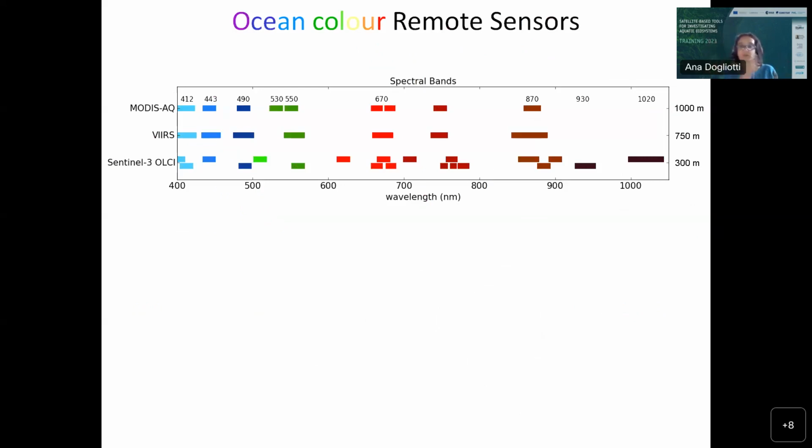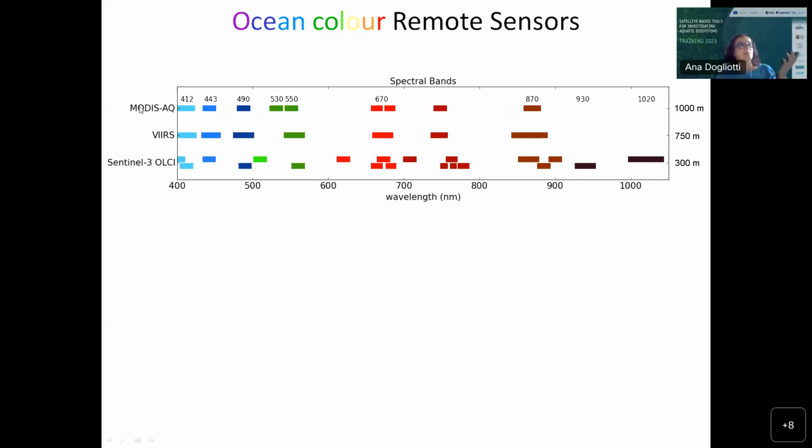So I talked about what ocean color is, what the color of the water is, and what it depends on: the substances present in the water. But now I go back to what we started with, which is remote sensing. So what we call ocean color remote sensors are basically sensors that have bands in the visible part, because we need to see this change in color.